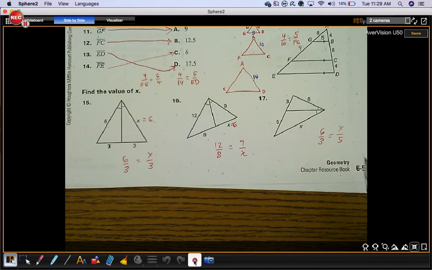And then this last one, I don't even think you need to cross multiply here. 6 divided by 3, that's 2 to 1. So x has to be 10.